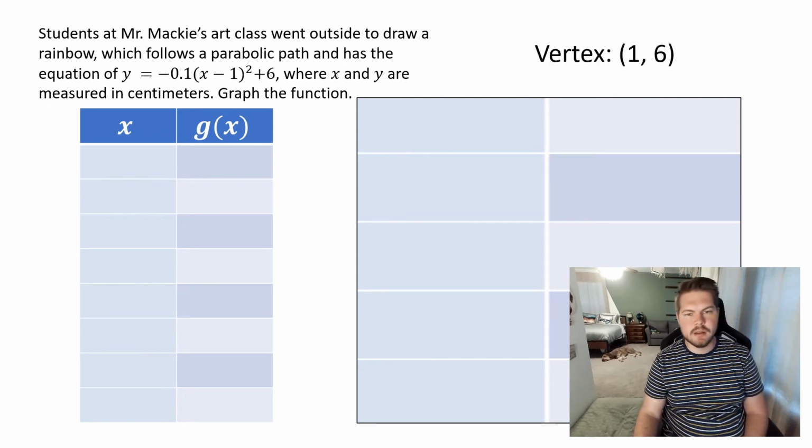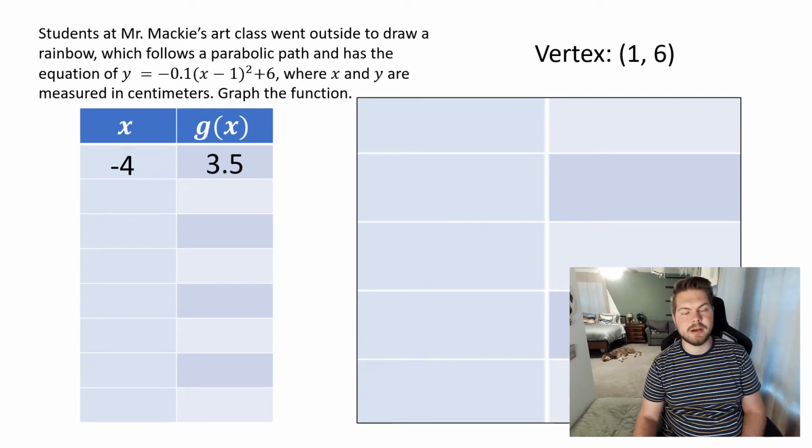All right, so let's plug in some points. Oh, sorry. We can tell right off the bat, again, it's minus 1, so our vertex is going to be plus 1, and then you're left with plus 6. So vertex is 1, 6. That's why we like vertex form. You can easily tell where the vertex is. All right, so let's plug in some numbers around that. Negative 4. So negative 4 minus 1 is negative 5, 5 squared is 25, times negative 0.1 plus 6, you get about 3.5.